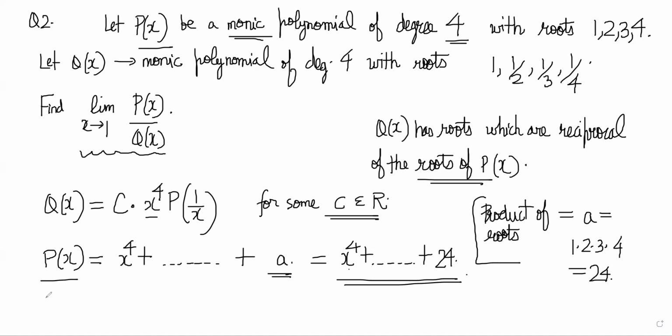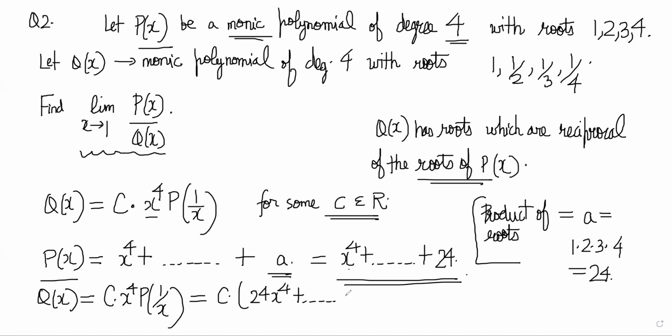So p of x is this. Q(x), if you calculate, will be basically c times x^4 times p(1/x). And if you calculate p(1/x) here, you will realize that it will come out to be c times 24x^4 plus so on, last term will be 1. The coefficients will get reversed when you do x^4 p(1/x), right?